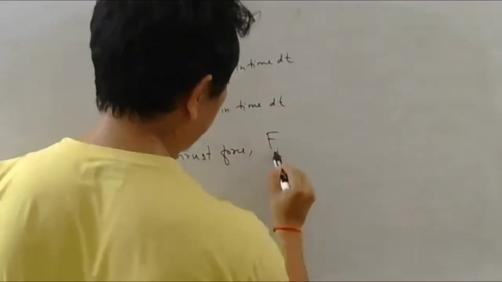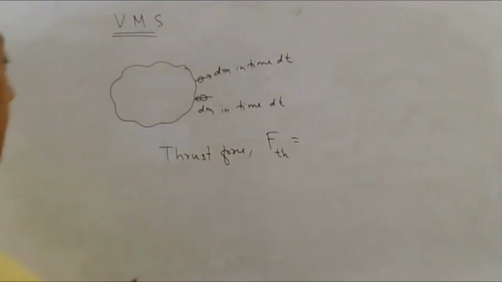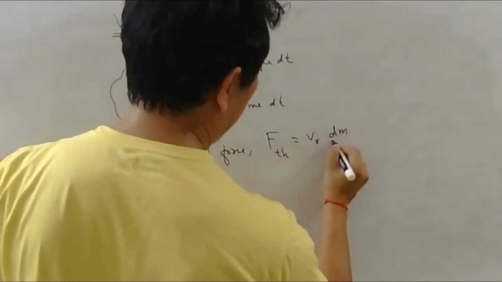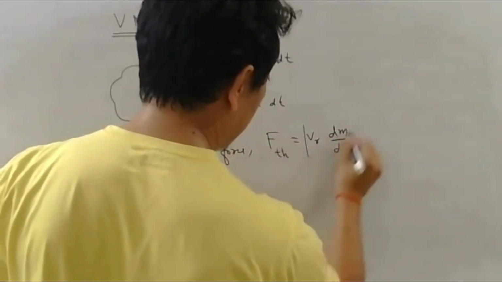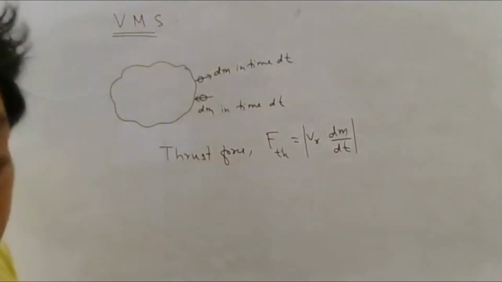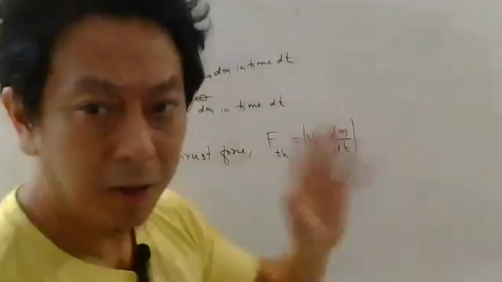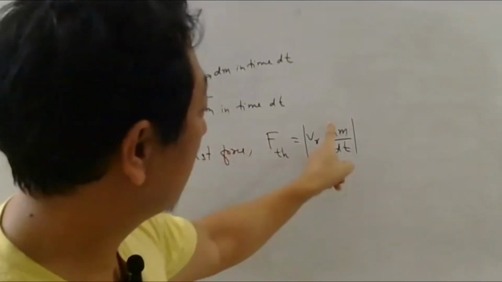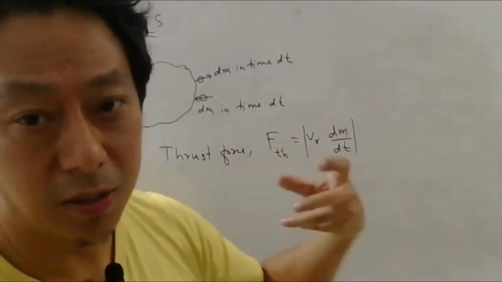And that thrust force, F_th, is given by the formula V_R dm/dt. Put the modulus, okay? Sign we will learn from a different method. First, always calculate the magnitude. If mass is increasing or decreasing, that headache you don't take. Just check what is dm/dt.